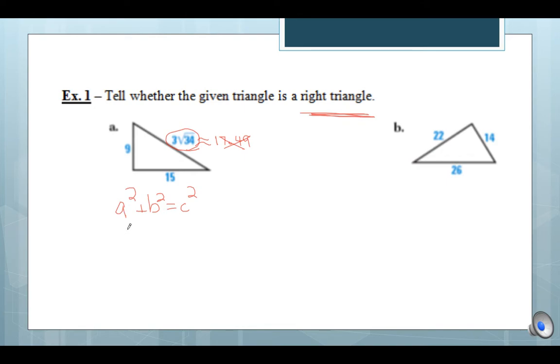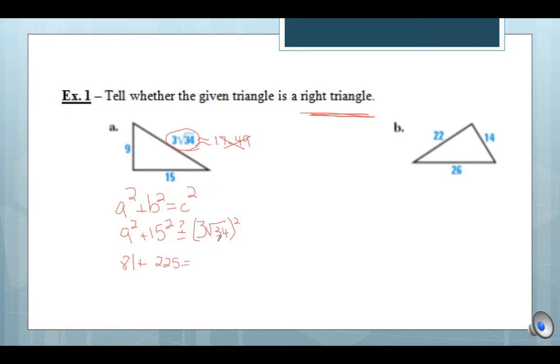form they gave me. So a squared is 9 squared plus 15 squared, and we want to know as a question, does that equal 3 root 34 squared? All right, well, let's simplify here. 9 squared is the same as 81, 9 times 9. 15 squared is the same as multiplying 15 by itself, so 225.